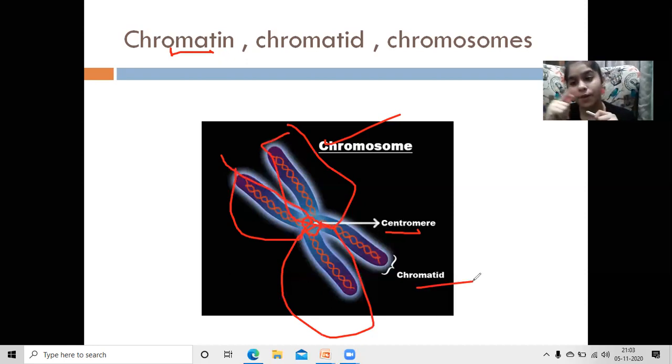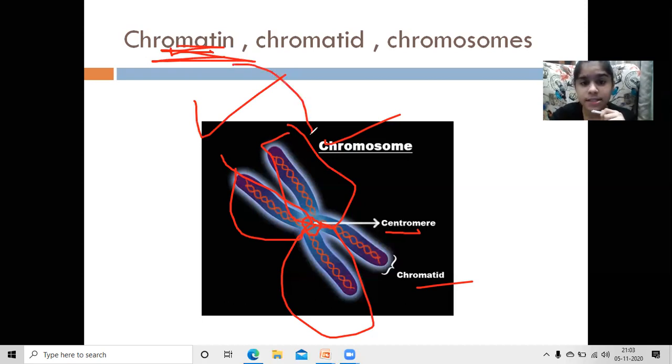Let me recap it for you. When the cell is about to divide, chromatin turns into such a figure that's called chromosome, and the arms of the chromosome are known as chromatids. Clear till here, everyone? And what is chromatin? It's the thread-like structure which is present in the nucleus, which contains the genetic material of the cell.